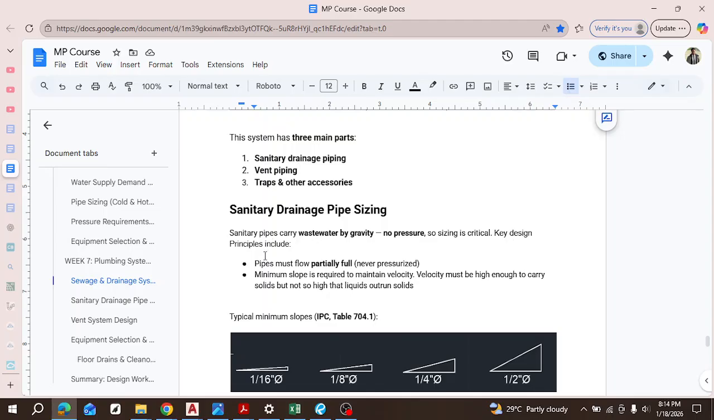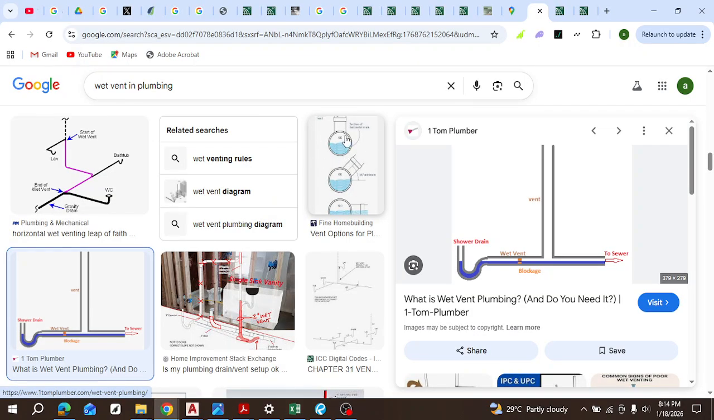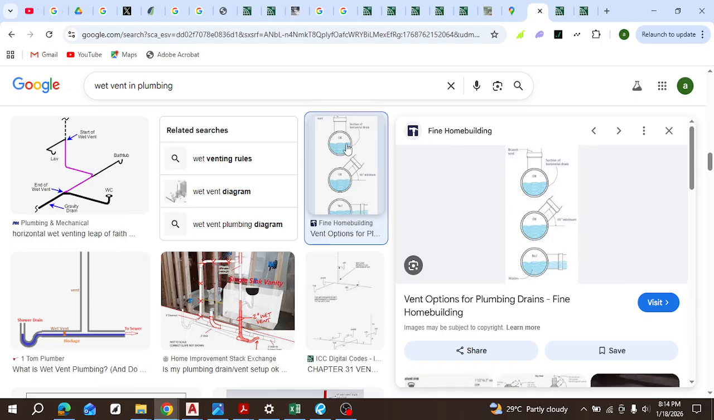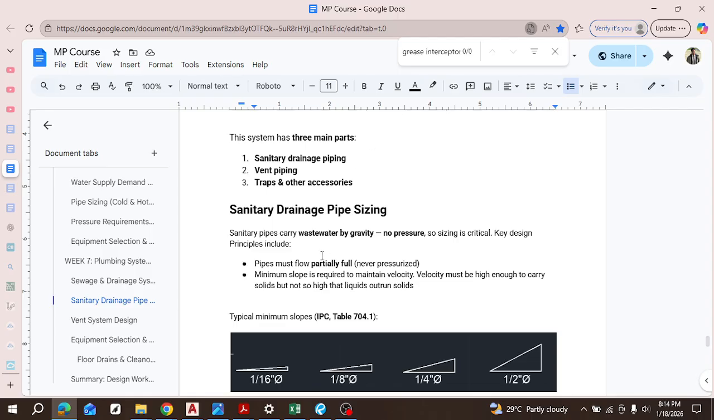So key design principles include: the pipes must flow partially full, so it's never full. Imagine a circular pipe. Let me see if I can even find something. So you can see what I'm talking about here. The pipe is never full, it's only either half full or less. So it has to be a minimum of half full, so there has to be space for air to flow over the liquid. Another thing is that the minimum slope is required to maintain velocity. Velocity must be high enough to carry solids, but not so high that liquids outrun solids.